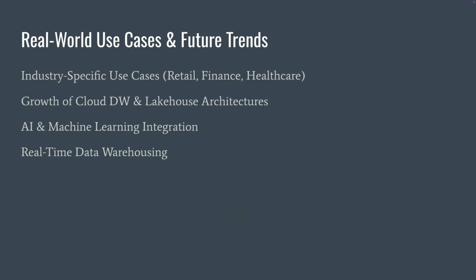And also AI and machine learning integration. Advanced analytics, machine learning, and AI applications increasingly rely on data from warehouses or lakehouses to train and deploy predictive models. And this integration is driving new levels of automation and insights. Examples could be recommendation engines or fraud detection systems.